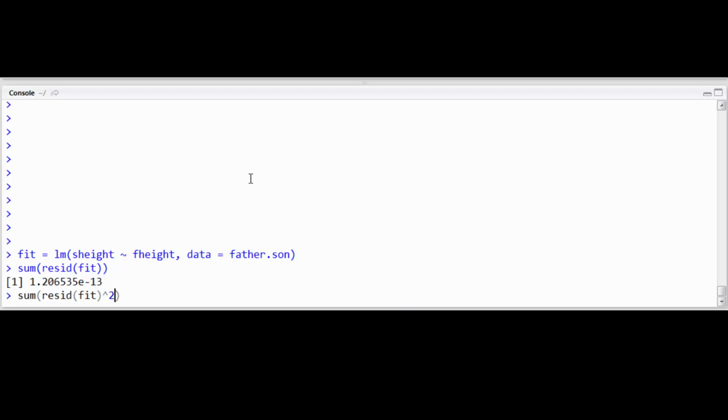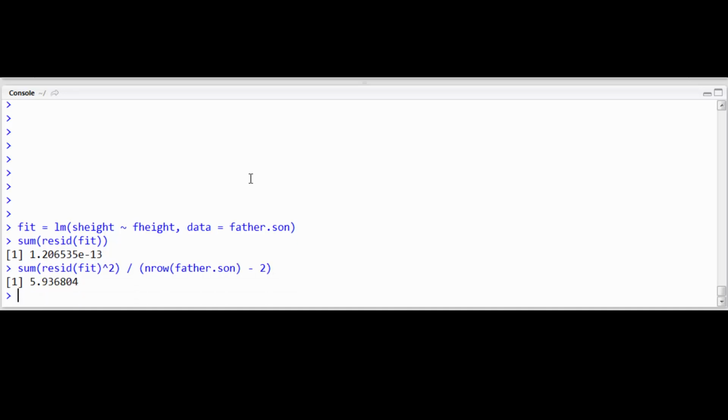If I take the sum of resid fit squared, that should be the sum of the squared residuals. And then I want to divide that by n minus 2, where in this case n is the number of rows of the data frame, just the number of records that we have. So it's nrow of father.son minus 2. And so we get 5.936804.